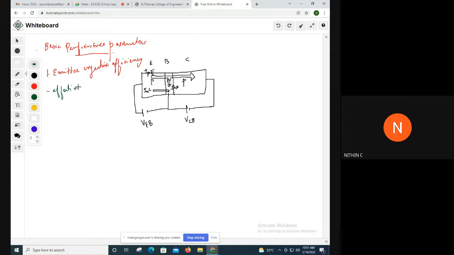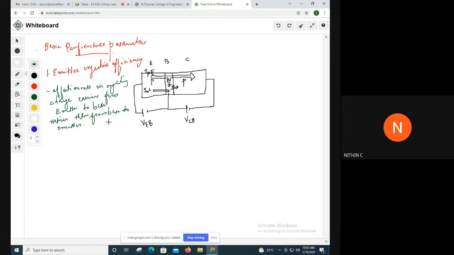This definition is important: effectiveness in injecting charge carriers. We are not calling them holes or electrons; commonly we call them charge carriers. Effectiveness in injecting charge carriers from where? From emitter to base rather than from base to emitter. So this is what we call emitter injection efficiency.